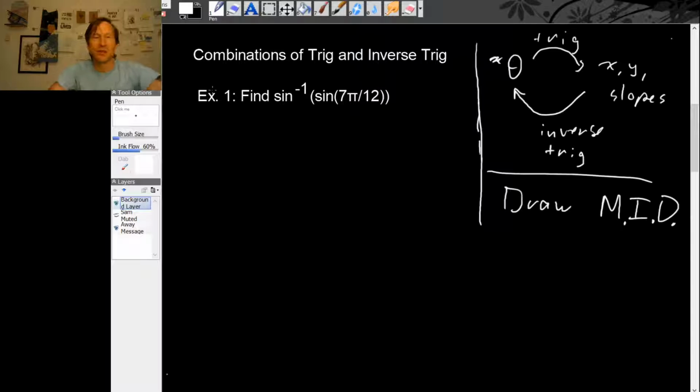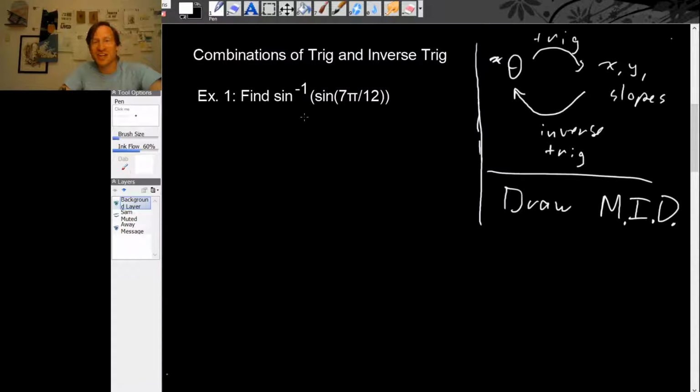Okay, so here's our first example. Let's find inverse sine of sine of 7 pi over 12. Well, 7 pi over 12 is not one of those nice angles that I know sine of. So we're going to have to come up with some other way of figuring out what this is. But, you know, we can use these two suggestions. So let's draw the most important diagram.